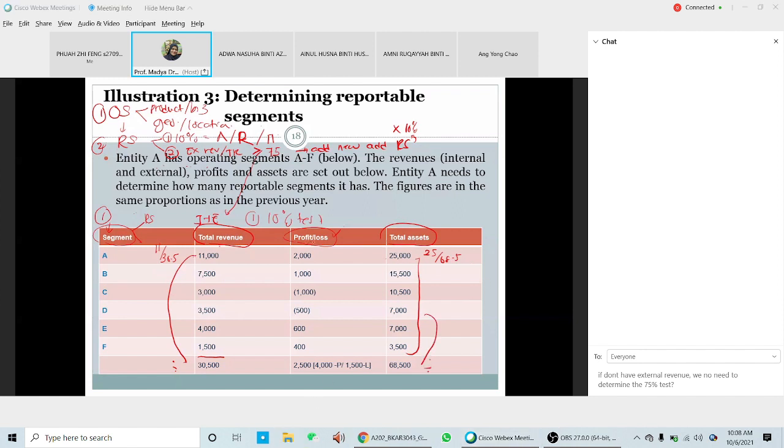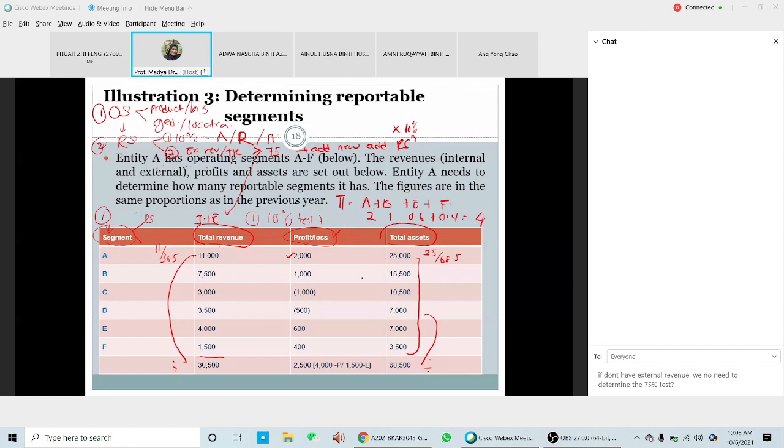For the profit, you have to be careful here because it says the greater of profit or loss. So the first thing you need to calculate is the segments with a profit. The segments with a profit are A plus B plus E plus F. A is 2, B is 1, E is 0.6 and F is 0.4. Altogether you have 4. That is the profit.